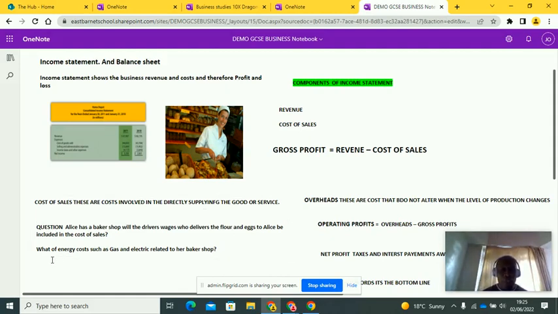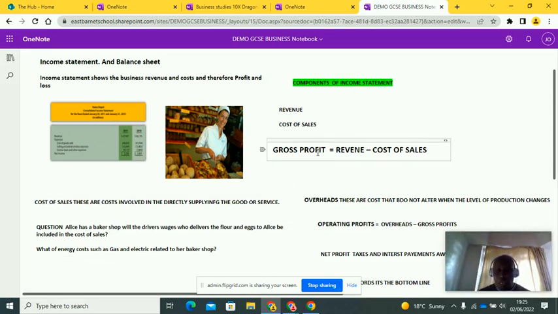For example, another question: what about energy costs such as gas and electric? Will that be added to cost of sales? The answer is, what's the answer? It is yes. It will be part of the cost of sales. That can be a little bit tricky because people think, oh no, it can't be. It must be part of something else. No, it's part of the cost of sales. So just bear that in mind, okay?